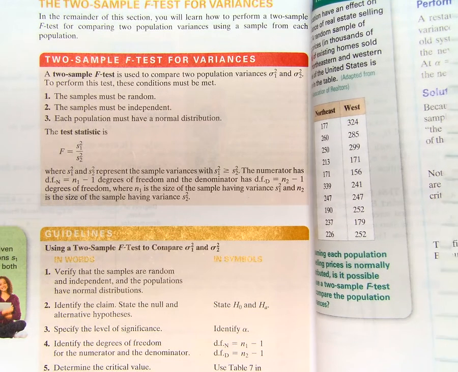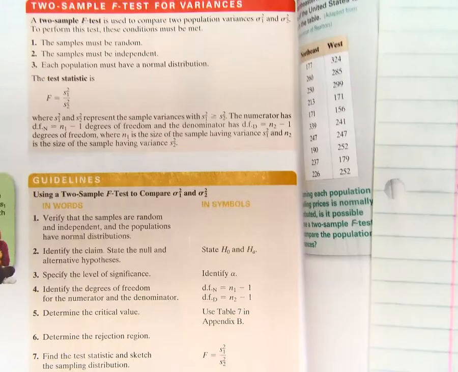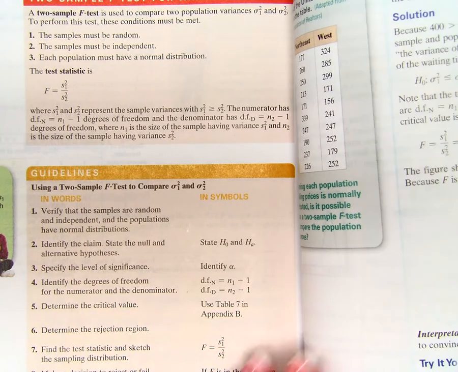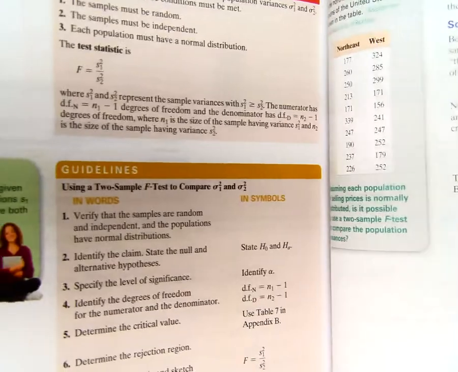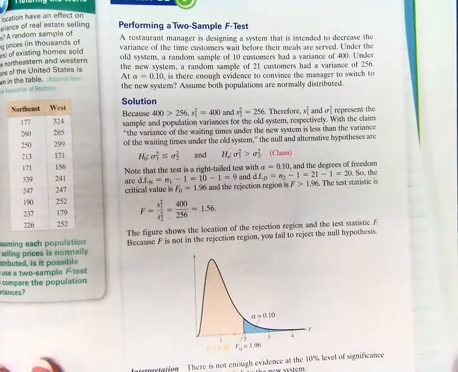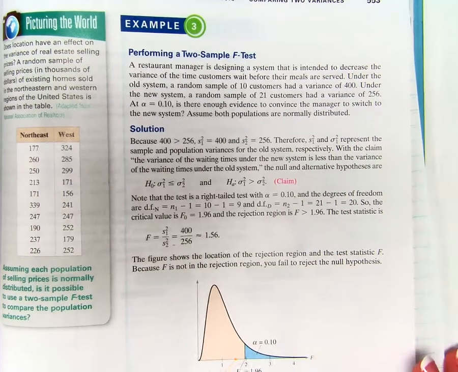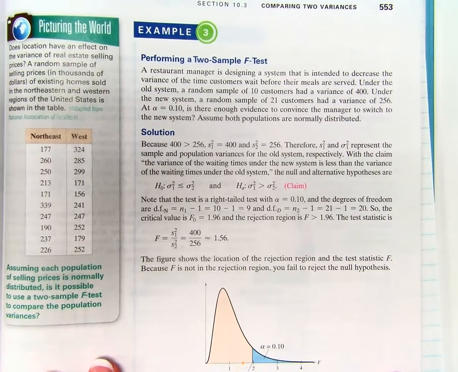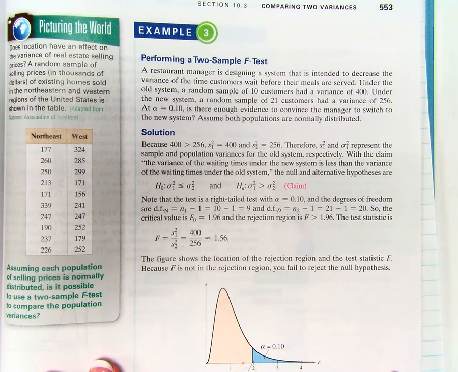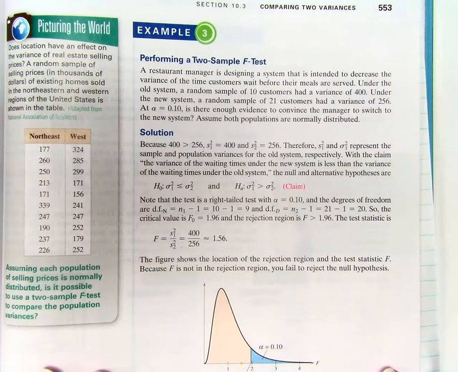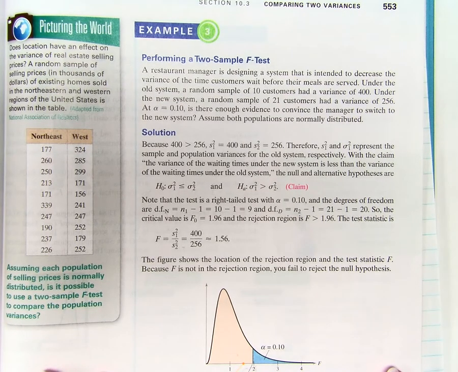There are guidelines for using a two-sample test to compare the two variances. This is again a good guideline to follow. I would like to walk you through this example right here. Example number 3. A restaurant manager is designing a system that is intended to decrease the variance of time customers wait before their meals are served. Under the old system, a random sample of 10 customers had a variance of 400. Under the new system, a random sample of 21 customers had a variance of 256. At a level of significance of 10%, is there enough evidence to convince the manager to switch to the new system?